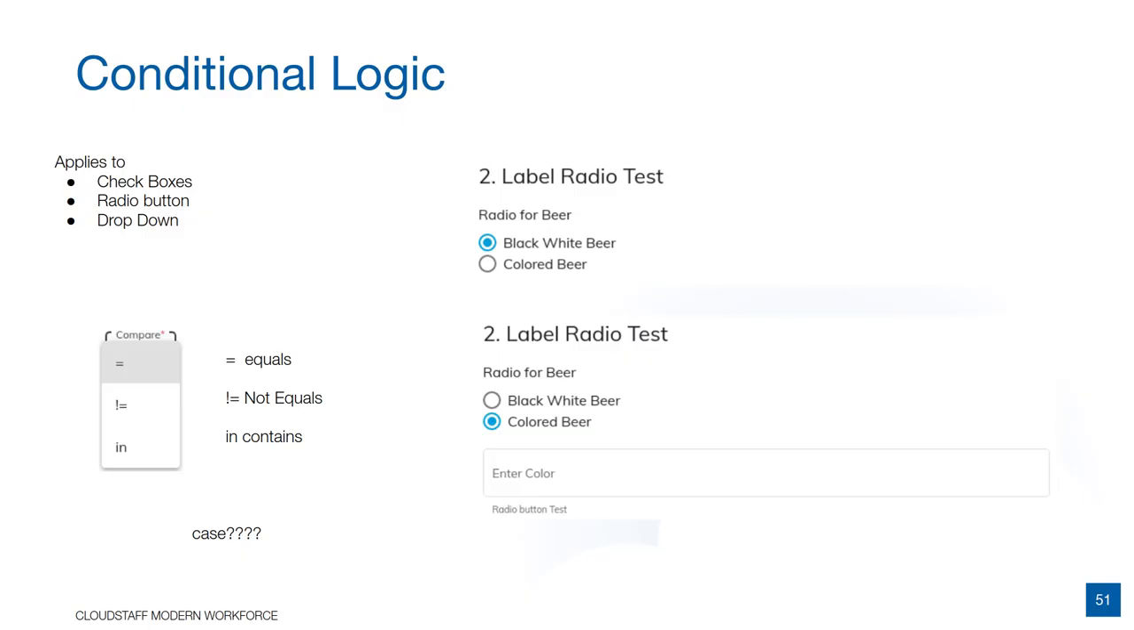Now, a little bit later, when we show you how we create these forms, the conditional logic applies to your radio buttons, check buttons, and also drop downs. And there's different logic you can have, such as equals, not equals, or contains in. So there's a range of options for you.